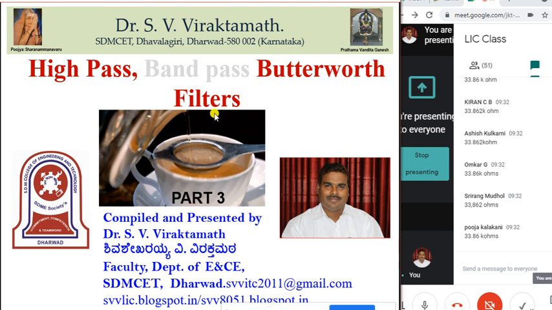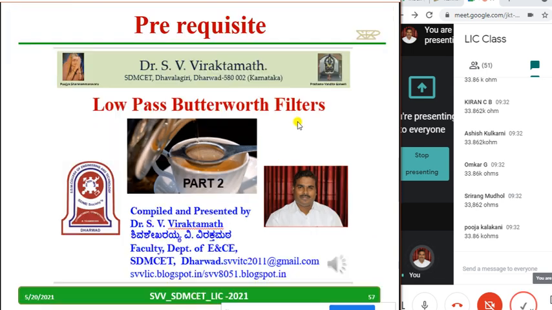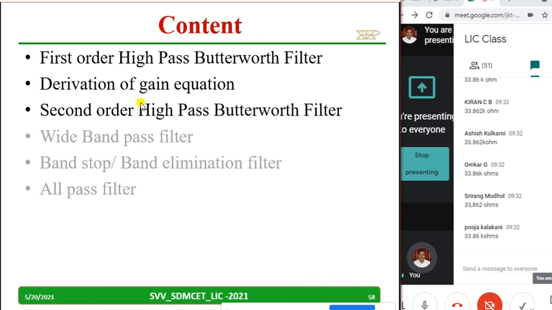Now this high pass, band pass, Butterworth filters, I made one video and I have given a name filter 3. It is available on YouTube. Those who are interested can go through it. This is the image you get on YouTube. Prerequisite is already over in the class, and this is what we are going to discuss: a first order high pass filter, derivation of the gain, second order high pass filter. That's all.